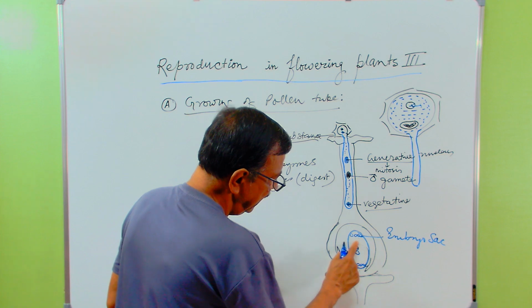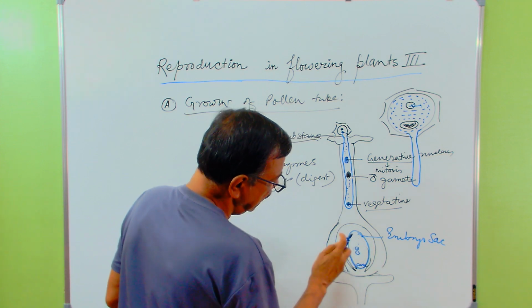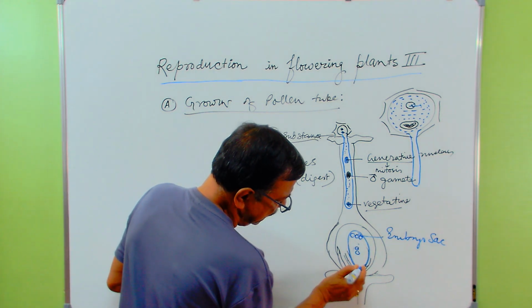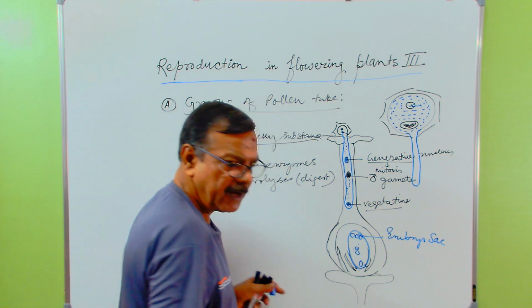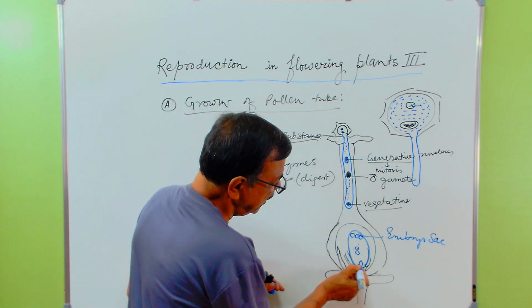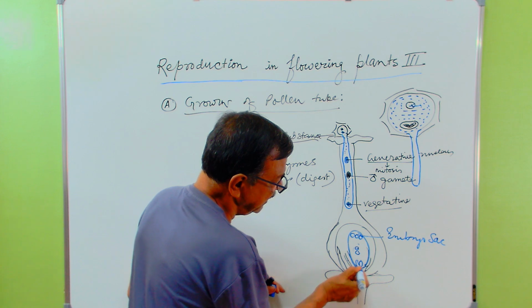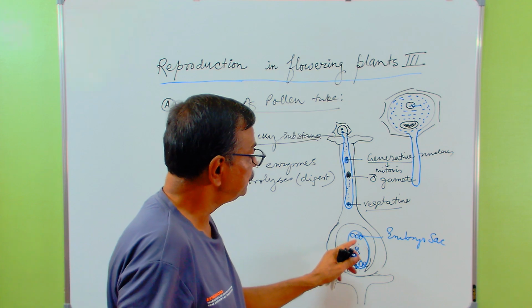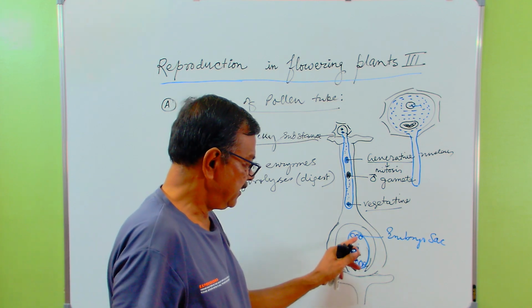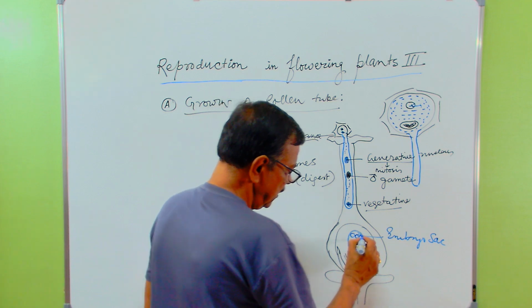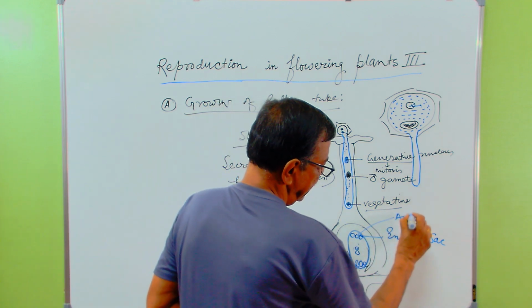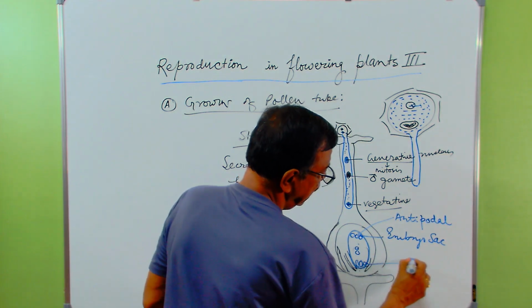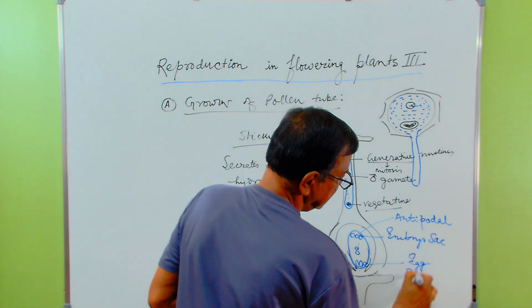Now, there are three nuclei left here, and here also one egg, a big one, egg supported by two security guards called synergids, two synergids. This is called egg apparatus. These are called antipodal cells. We have seen antipodal cells. These are called egg apparatus.